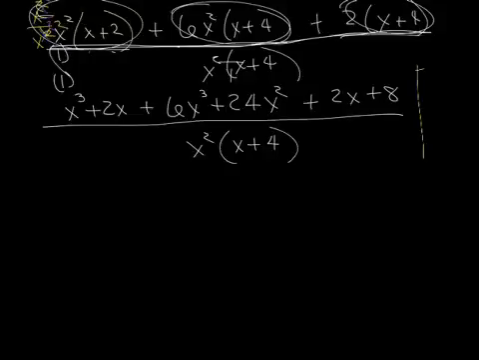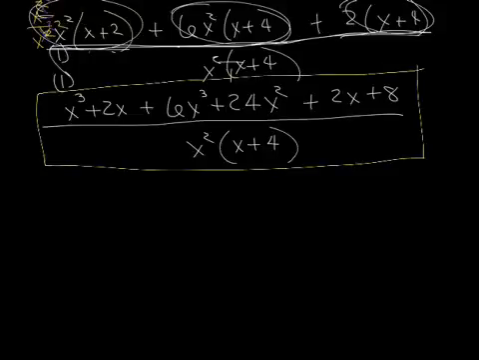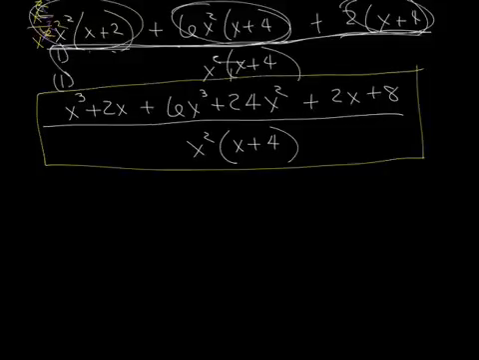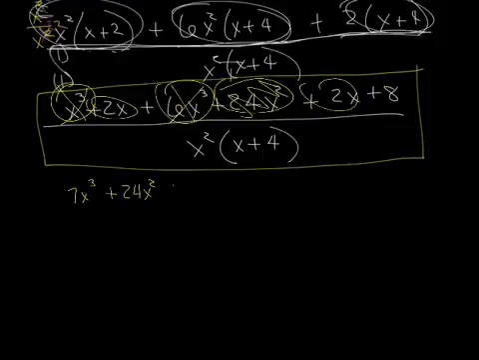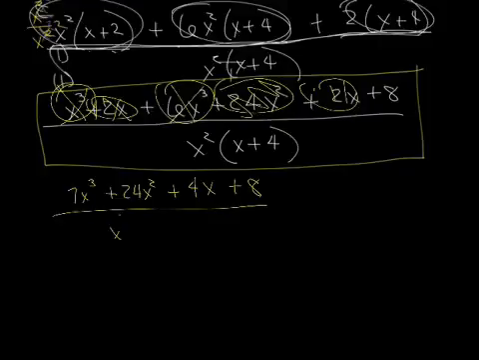Okay, so this is our final at this point, and we're going to combine like terms. So I can combine this one with this one, get 7x cubed. So that goes away and that goes away. And then I've got a 24x squared. I don't have anything to combine with it. So that goes away. I've got a 2x and a 2x, so that gives me 4x. And that goes away. And then I have an 8. And that's all over x squared times x plus 4.